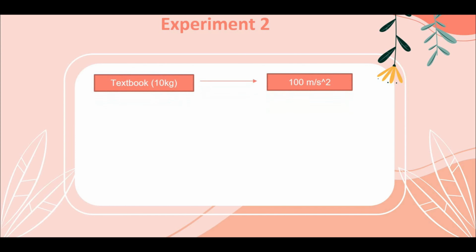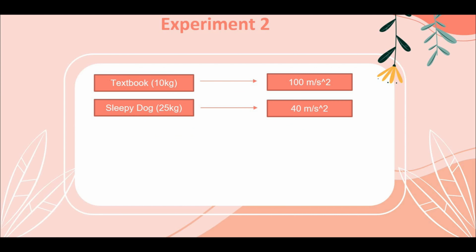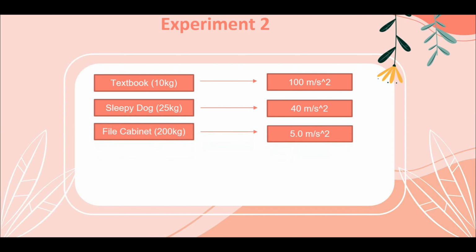In experiment 2, various objects were used to obtain the acceleration. The first object used was textbook weighing 10 kg, with an acceleration of 100 meter per second square. For sleepy dog weighing 25 kg, an acceleration of 40 meter per second square. For file cabinet weighing 200 kg, an acceleration of 5 meter per second square.